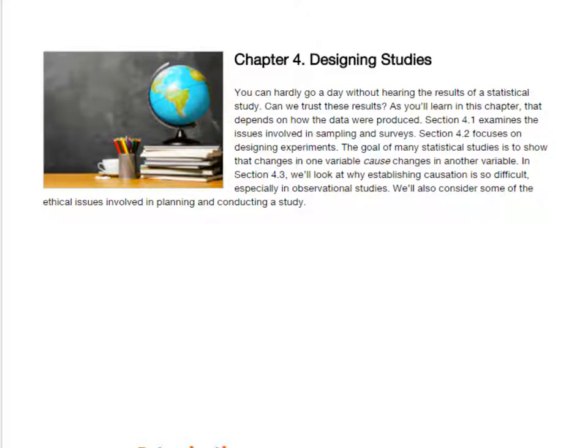In Chapter 4, we're going to discuss designing studies. Chapter 4 is its own topic all on its own and accounts for approximately 15% of the entire AP exam. This is more of a social studies type of section, in that there's not a lot of math involved.